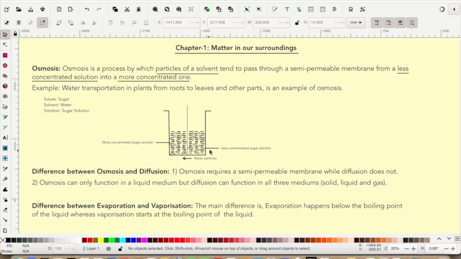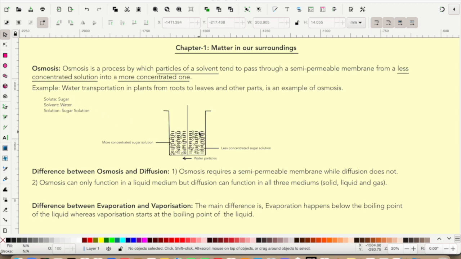Suppose this is a beaker. A semi-permeable membrane is kept in the middle of this beaker. Imagine semi-permeable membrane as a thin sheet which allows only few particles to pass through it and blocks many. Now equal volume of water is poured on both sides. On the right side, 2 spoons of sugar is added, and on the left side, 10 spoons of sugar is added. Here solute is sugar and solvent is water.